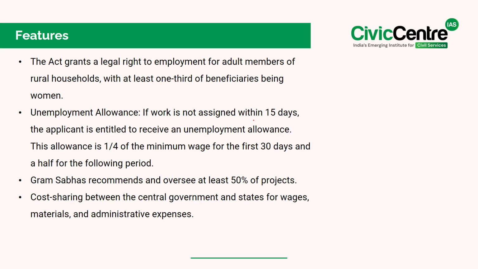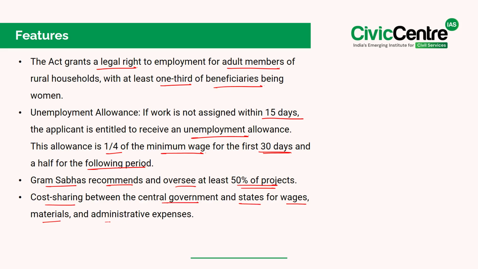Now, if you look at the key features of the MGNREGA, see, the Act grants a legal right to employment for the adult members of rural households, with at least 1/3 of the beneficiaries being women. Furthermore, if work is not assigned within 15 days, the applicant is entitled to receive an unemployment allowance. This allowance is 1/4 of the minimum wage for the first 30 days and a half for the following period. Then the Gram Sabhas recommend and oversee at least 50% of the projects. Then the cost sharing between the central government and the states for wages, materials and administrative expenses is done.